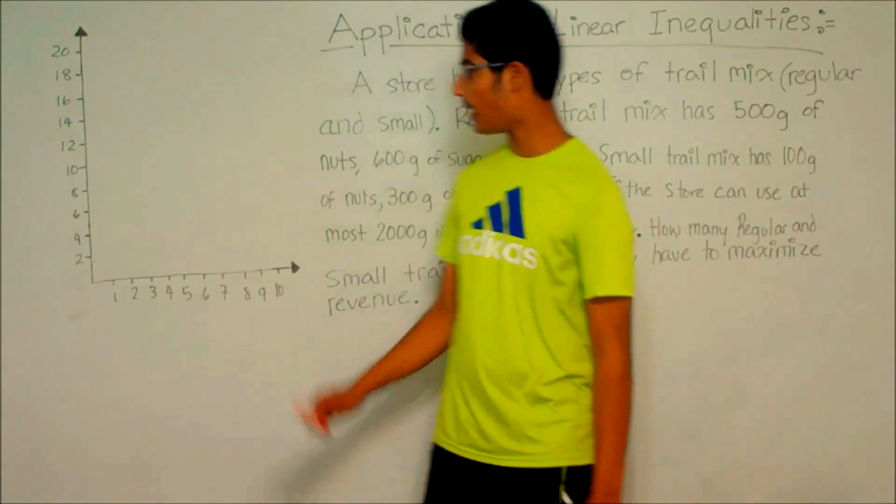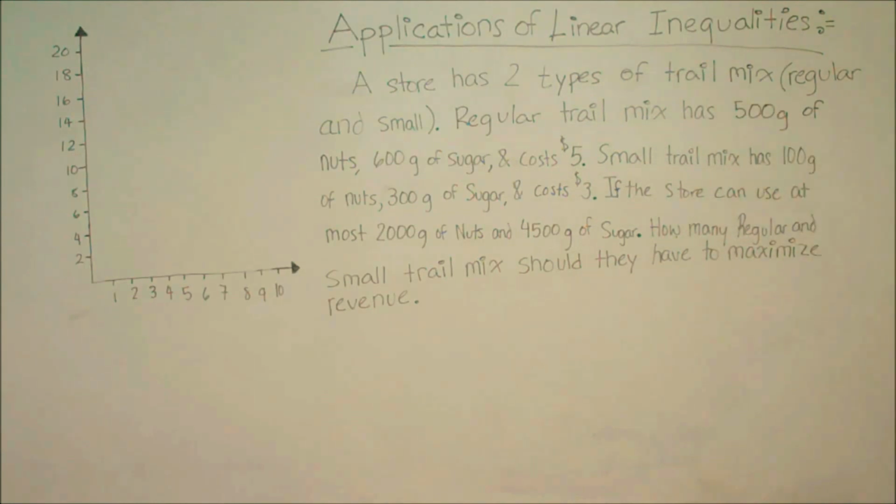Today we're going to learn about applications of linear inequalities. Let's say we have a problem like this. A store has two types of trail mix, regular and small. Regular trail mix has 500 grams of nuts, 600 grams of sugar, and costs $5. Small trail mix has 100 grams of nuts, 300 grams of sugar, and costs $3. If the store can use at most 2,000 grams of nuts and 4,500 grams of sugar, how many regular and small trail mixes should they have to maximize their revenue?